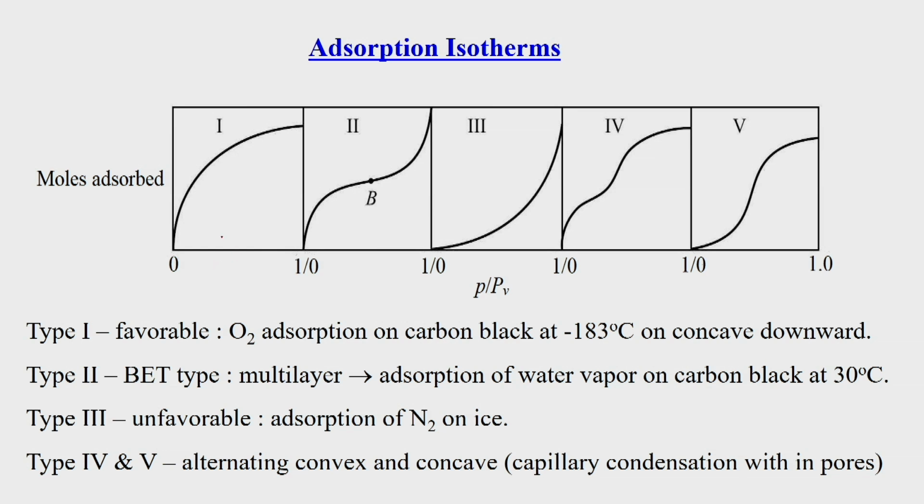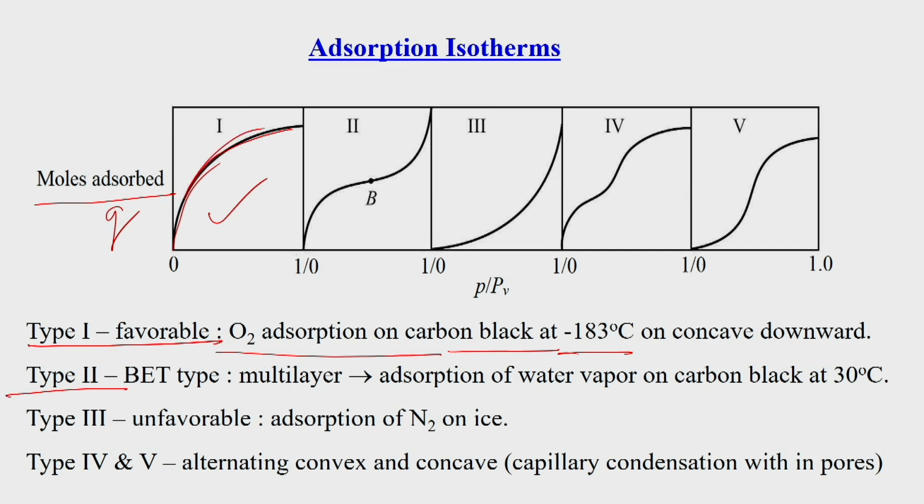The first one is type 1. With P by P_v, the moles adsorbed, or Q, increases very fast. That is type 1, which is a very favorable one, like oxygen adsorption on carbon black at minus 183 degrees Celsius. The curve is concave downward, and it is very favorable.